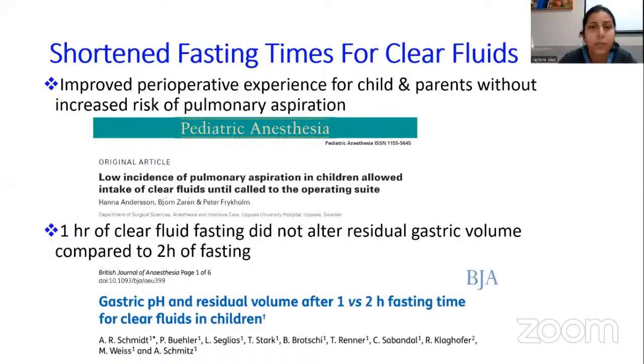Again, these are two landmark papers which were recently published. In the first paper, they studied the incidence of pulmonary aspiration in children. We started off with Mendelson's paper, where we were so worried and paranoid about aspiration, but we now know that it is not such a big problem, especially in children. In the first paper, where fasting times were kept very short, they found there was an improved perioperative experience for both the child and the parent. In the second paper, they studied the gastric emptying times when 1 hour of clear fluids was given compared to when 2 hours was given, and they found that there is not much difference between these two.